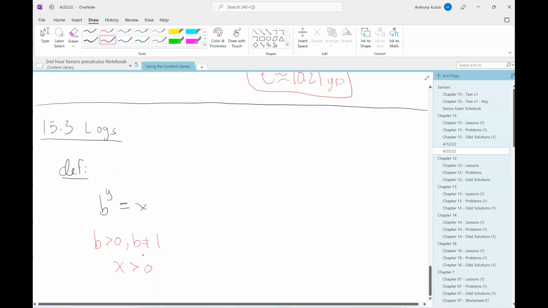Okay. So if we have some exponential equation, the way we define a logarithm is, we say the log base b of x is equal to y. So these guys come with us as a necessary result.